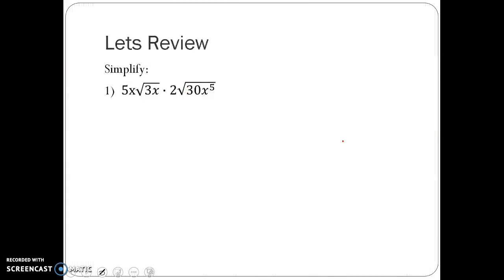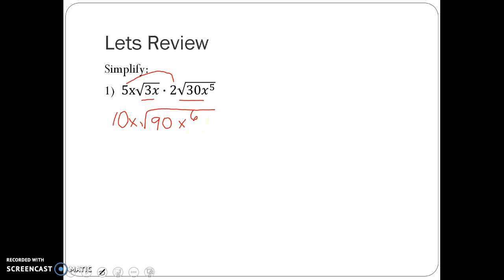So let's start by reviewing a little bit. Multiplying radicals, this would be about as hard as they would get. We have stuff inside the radical sign and stuff outside the radical sign. So if I multiply the stuff on the outside, 5x times 2, that's 10x. And then the stuff on the inside of the radical sign will still be inside the radical. I'll have 3 times 30, well that's 90. And x times x to the 5th is x to the 6th.